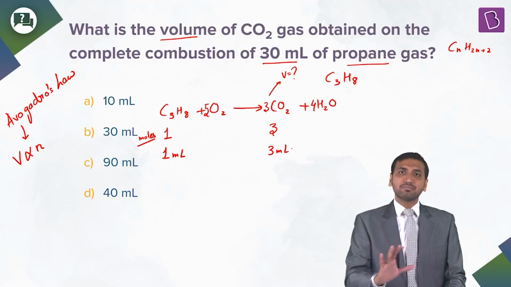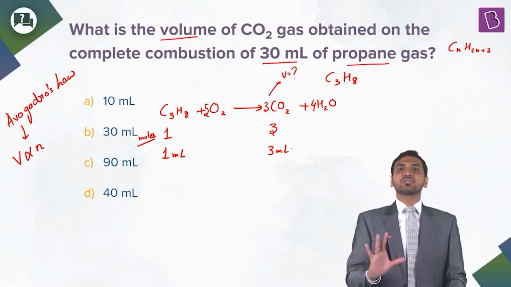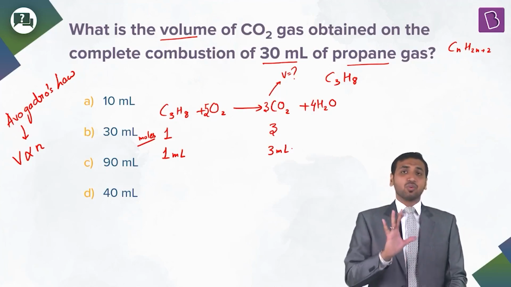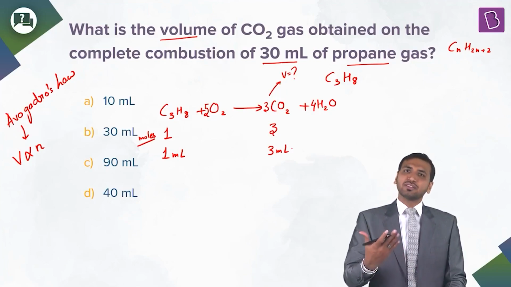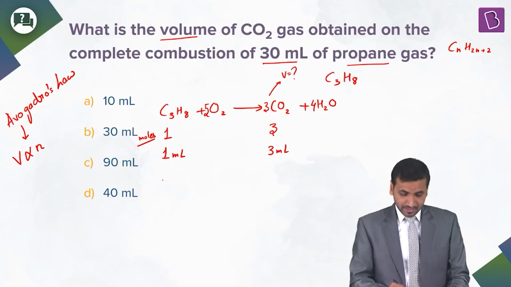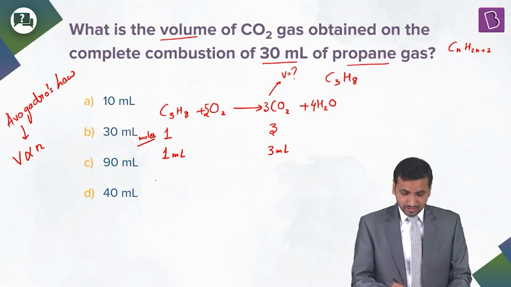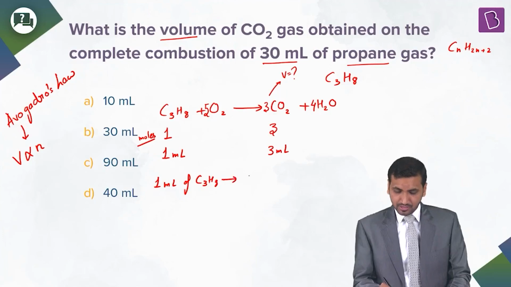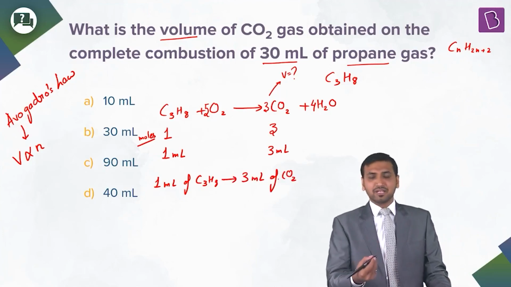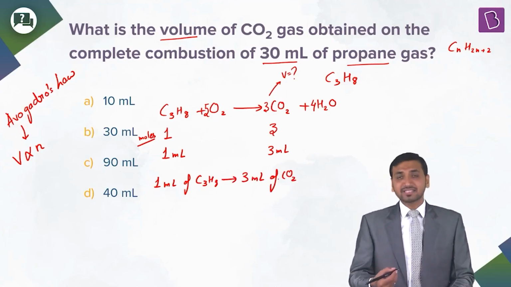On the similar parallel basis, by using Avogadro's law, I can say that 1 ml of propane will produce 3 ml of CO2. Perfect. Now using this, I'll write this in a statement that 1 ml of propane will produce 3 ml of CO2, right? Now I have 30 ml, right? The volume given for propane is 30 ml.